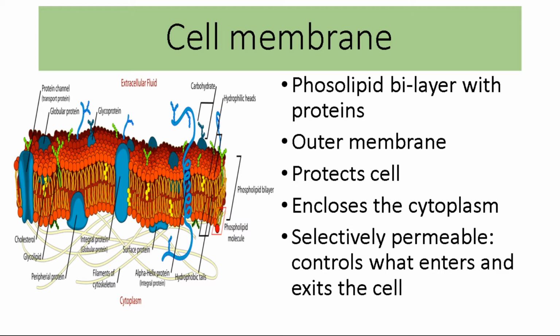across the cell. Because the cell membrane controls what enters and exits the cell, it is often described as being selectively permeable. Permeable meaning allowing materials to pass through, but because it chooses or controls what passes, it selects what passes, it is called selectively permeable.